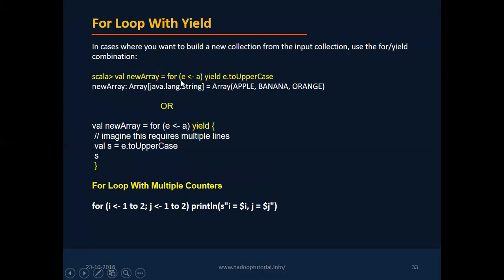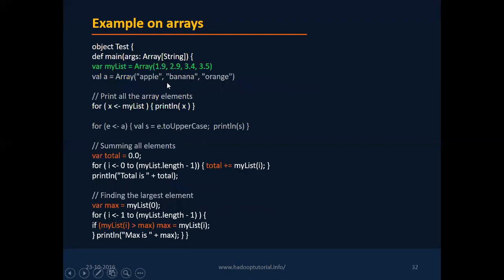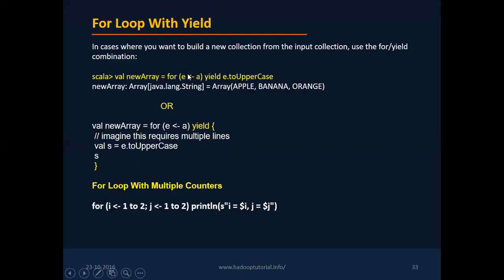So what here I am trying to do, if you look at the example, for each E in A, yield E dot to uppercase, just read it as like an English sentence. For each element in A, yield E dot to uppercase. If A is apple, banana, orange in lowercase, as we have seen here. So if I am processing every element separately and every element I'm converting, I'm yielding, my result is for each element, for each iteration, my result is that element converting into uppercase.